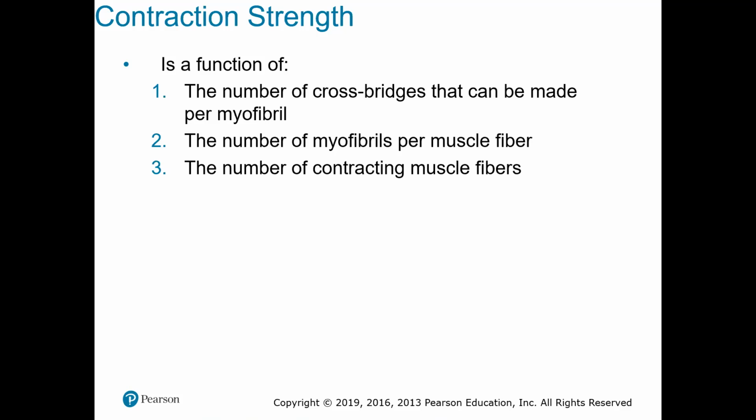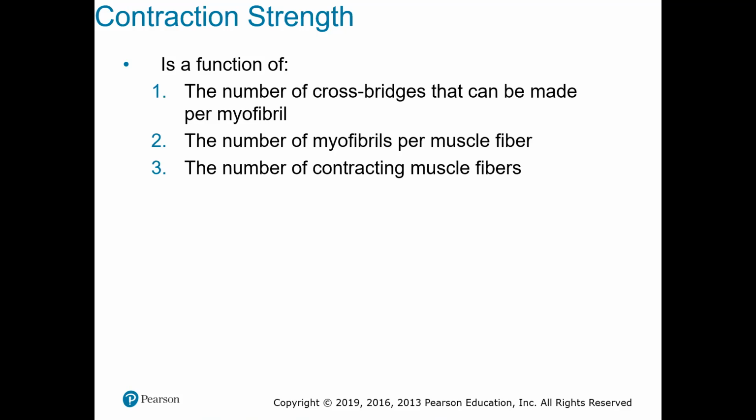Now, we don't grow new muscle cells, but we can make our muscle cells bigger. We can add more actins and myosins to our muscle cell. The more protein we take in, the more demand we place on our muscle cells, the bigger they're going to get. And so we can increase our contraction strength by allowing more cross bridges to form.